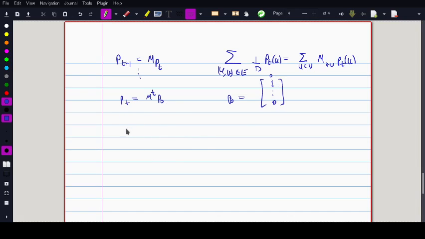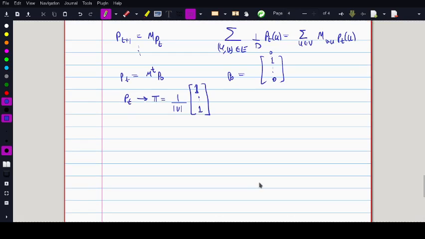Now you want to see how fast p_t converges to pi, where pi is your stationary distribution. The stationary distribution would be 1 by |V| times the all-ones vector. So that's p_t. To estimate this convergence, let's first make a few observations which will help us.